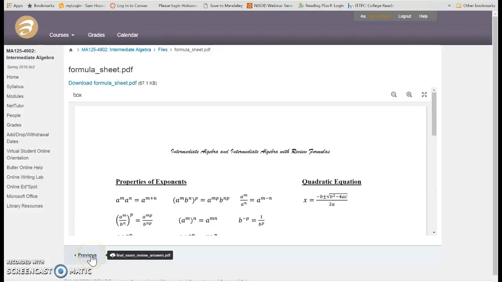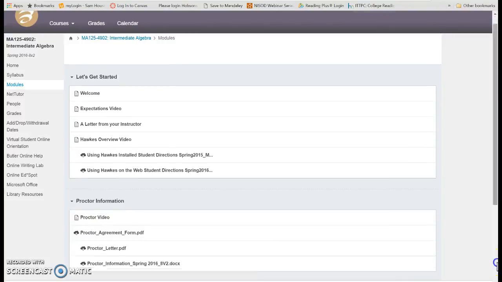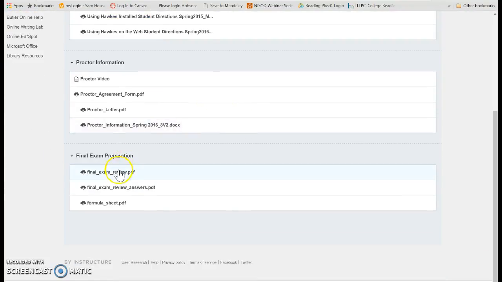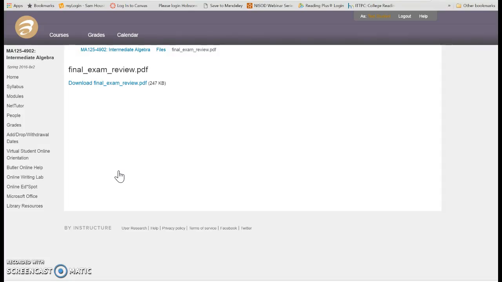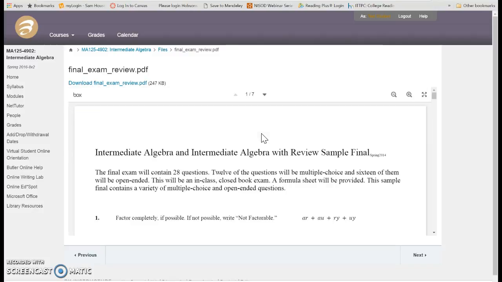All right, so I'm going to go back to modules because I want to go to the final exam review itself, not necessarily the answers. So I'm going to click on the final exam review. Again, the download piece is up here at the top, but the little panda riding the unicycle is going to show us a preview here in a little bit.